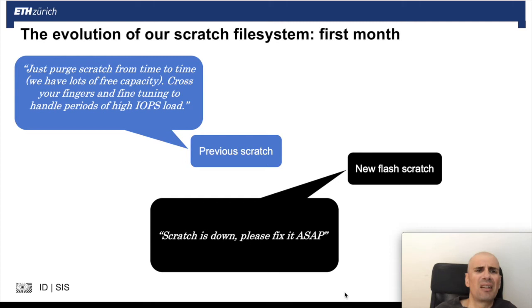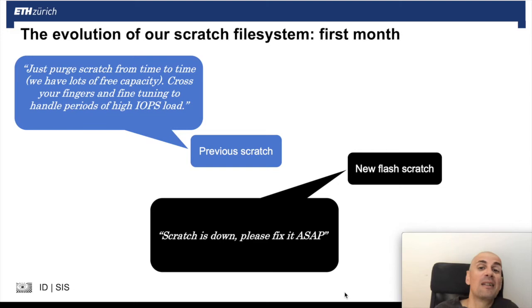And then for IOPS and bandwidth and periods of high load, we would simply say, okay, let's move ahead and cross fingers. So we installed our Flash, and the conclusion of our first month was: the system is down. Please fix it as soon as possible. That was exactly 4 weeks after the system went into production, which was quite a situation, right?